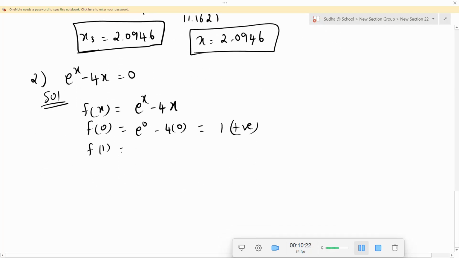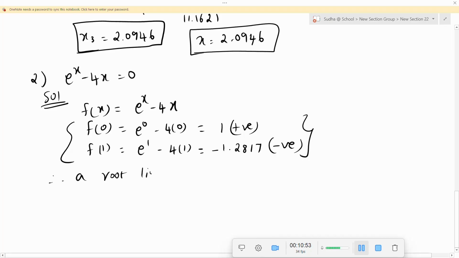Next, we can substitute x equal to 1. So e power 1 minus 4 into 1. Simplify this using a calculator, then we'll get minus 1.2817, which is negative. So when you are substituting x equal to 0, we'll get positive, and when you are substituting x equal to 1, then we'll get negative. So therefore, a root lies between 0 and 1. So now we'll take 0 or 1 or 0.5.